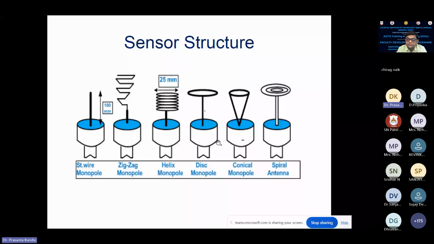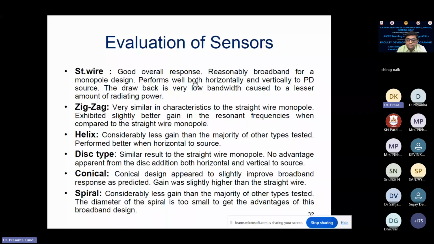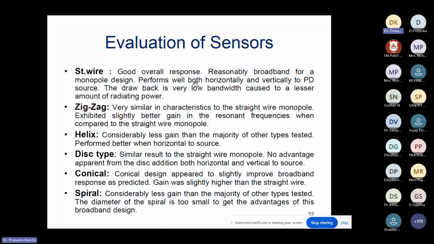So what you can have is the conical type. We adapt the conical type, which has more sensitivity even for a lesser amount of partial discharge. Different types will have different sensitivity and different bandwidth: straight wire, zigzag, helix, disc type, conical, and spiral. We use the conical type sensor for measuring UHF type partial discharges.